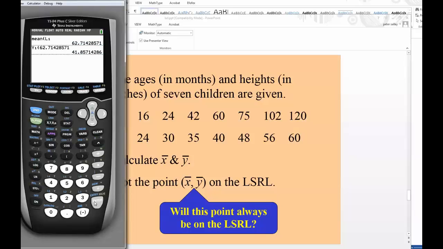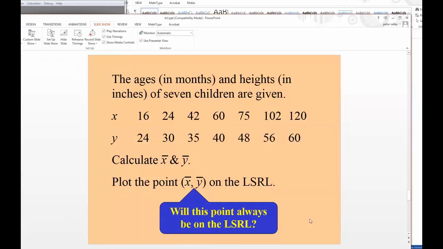And I should notice when I use the regression line to predict y, that if I predict at x bar, I end up getting exactly y bar. That's the exact same number that we used for y bar. So if I plot this, that point is going to be on the line itself. So the point x bar comma y bar is always on the LSRL.